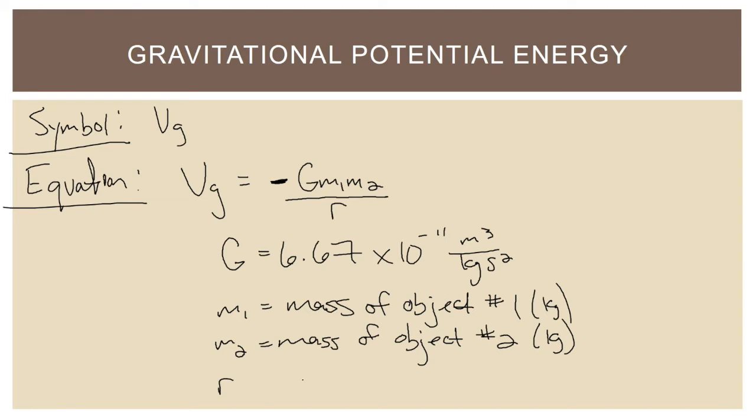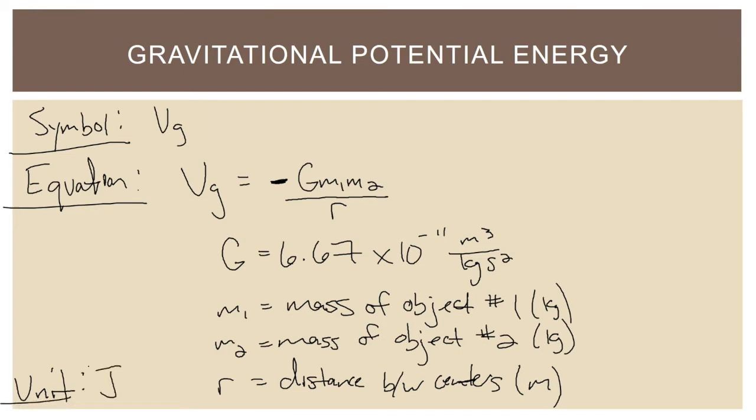And a key thing to remember here is that R is the distance between the centers of the objects, as it was in the gravity equation. And so that's going to, of course, be measured in meters. And so that means the unit of the gravitational potential energy, of course, because it's an energy, is joules. Take a second to pause this video here and write that down. And when you hit play, we'll move on.